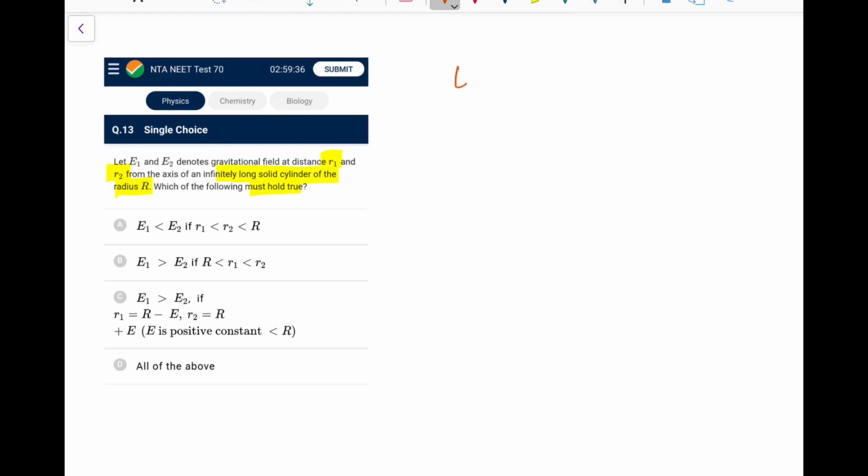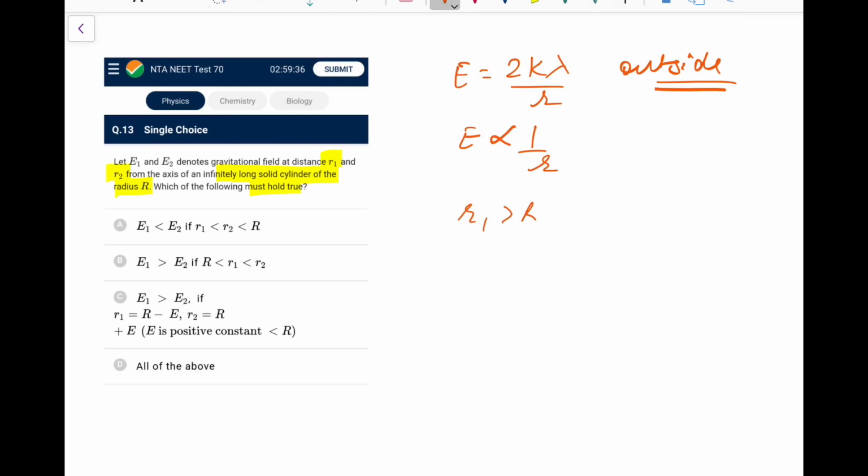So taking the electric field analogy of 2kλ by r, I can also say here E is going to be inverse to r if it is outside. Just remember, if it is outside. So if we have r1 greater than R and r2 greater than R, both greater than R, and r2 is greater, then E1 would be greater than E2. That is definitely going to be right.